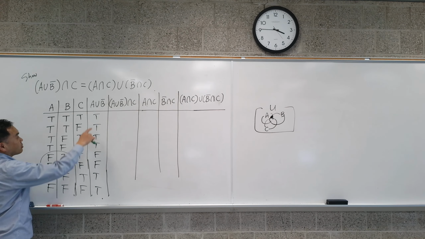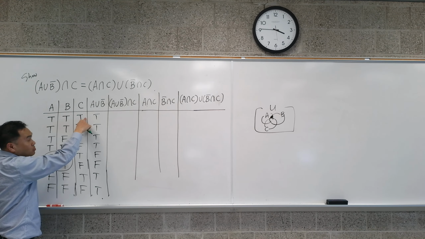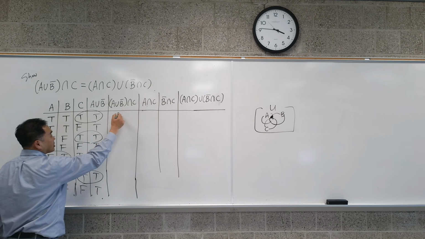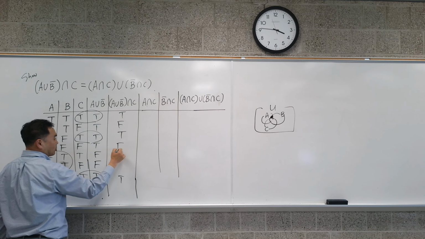Okay, and then we're taking the intersection of these two. When do they evaluate to true? When does an AND statement evaluate to true? When both are true, right? So I need both of them to be true, and that's the case here, here, and here. So these are the three cases, and the other ones should be false. These are the only cases I get true, and everything else would be false.